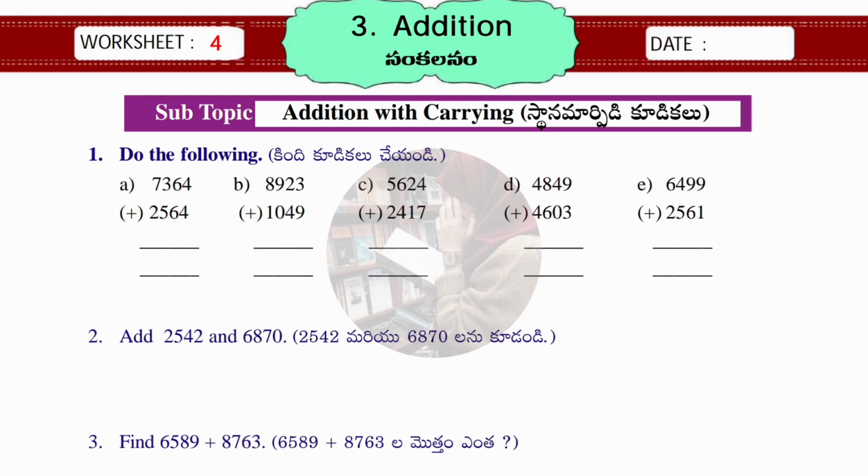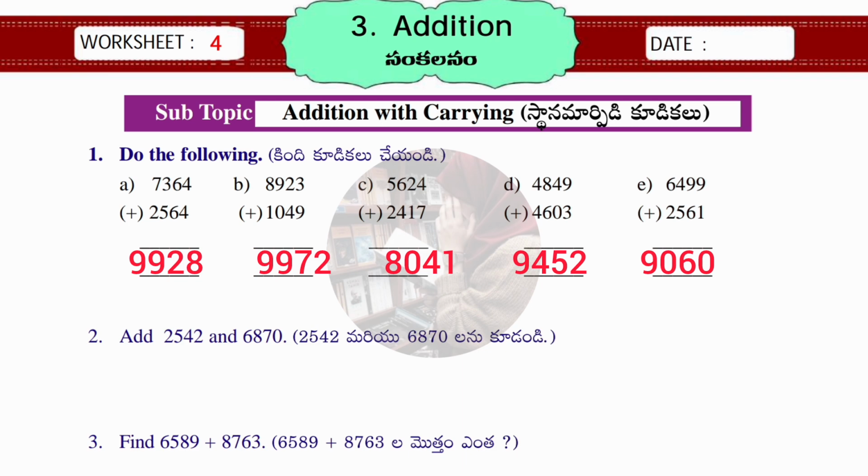4 plus 4 is 8. Then 6 plus 6 is 12. Write down 2, 1 carry forward to hundreds place. So 3 plus 5 is 8 plus 1, which is 9. Then 7 plus 2 is 9 again. Total is 9928.